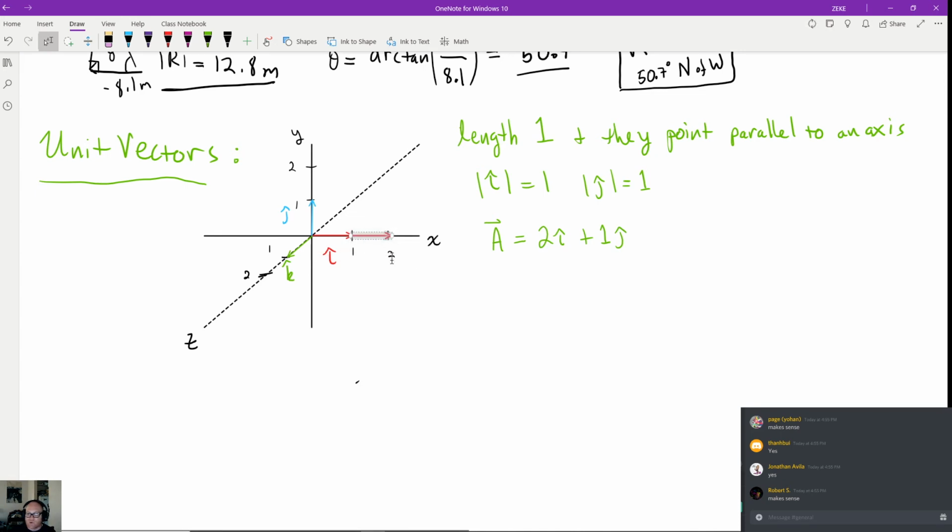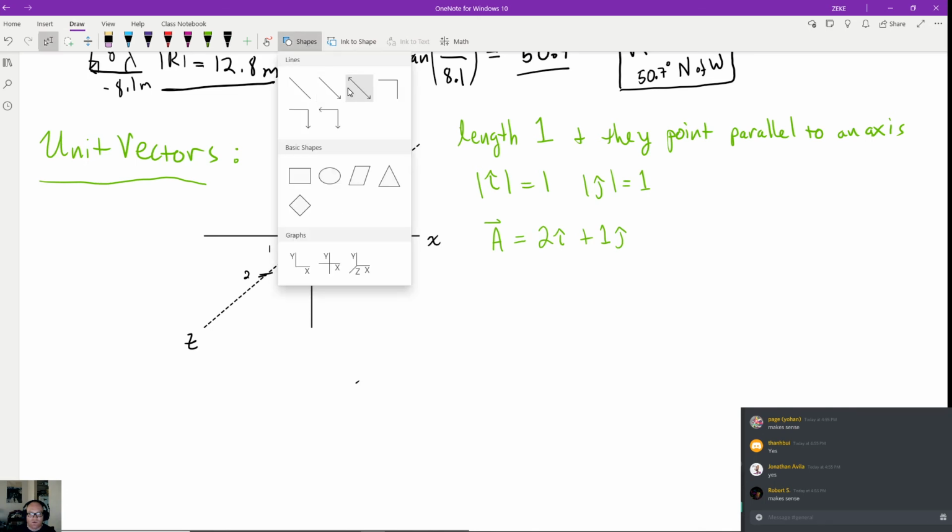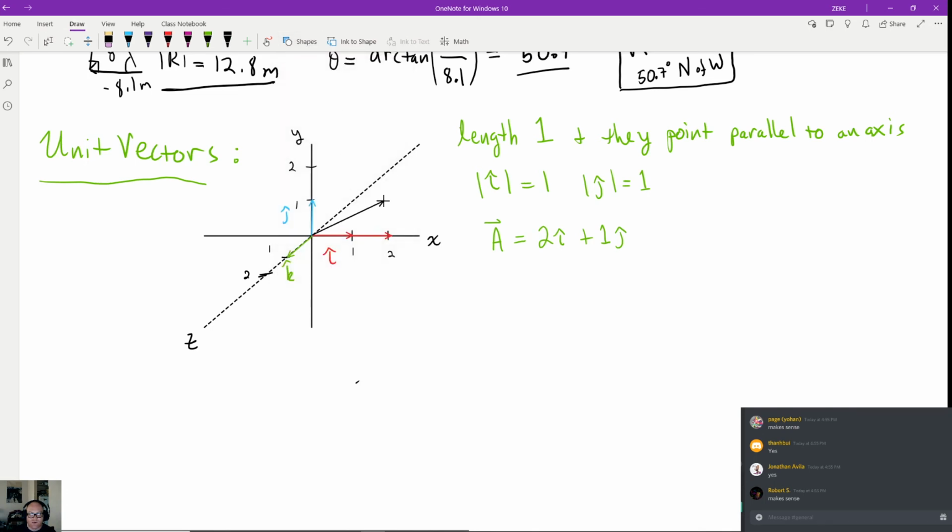You can see that my 2 wasn't exactly the second, actually. You need to go out 2, so 2 i's, right? And then you just need to go up 1. So let's draw another vector in here. I'll make it black. And it'll go from the origin out to that point right there, roughly. To make sure that it's actually going the right way, I just want to collect this dude and move him right there.